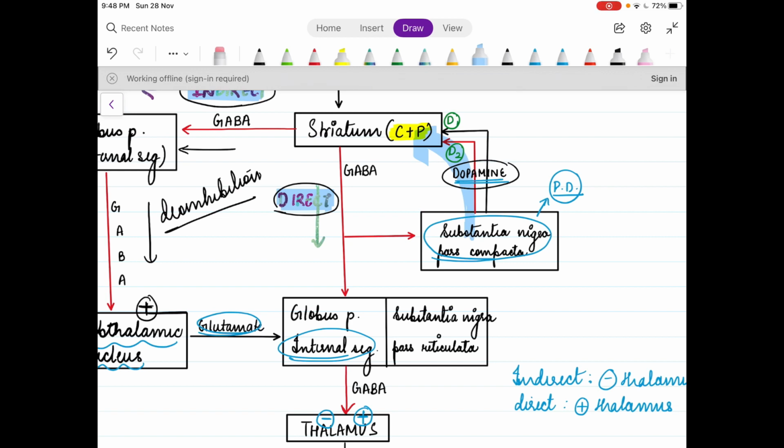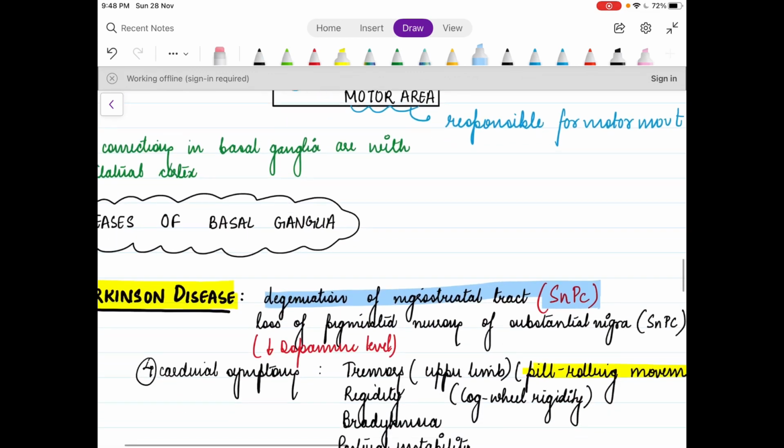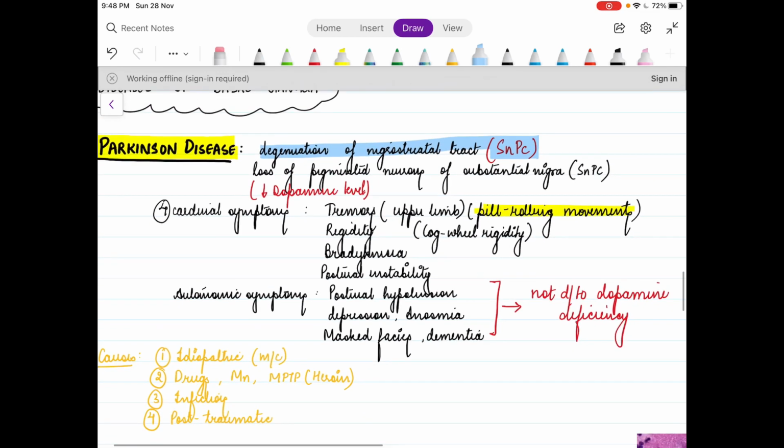In this disease, when this limb is involved, there is a relative fall in the dopamine level and a relative rise in the acetylcholine level. The four cardinal symptoms of Parkinson disease are tremors, rigidity, bradykinesia, and postural instability. Tremors are characteristically seen in the upper limb and are described as pill-rolling movements, as if the patient is trying to roll a pill between the thumb and fingers.